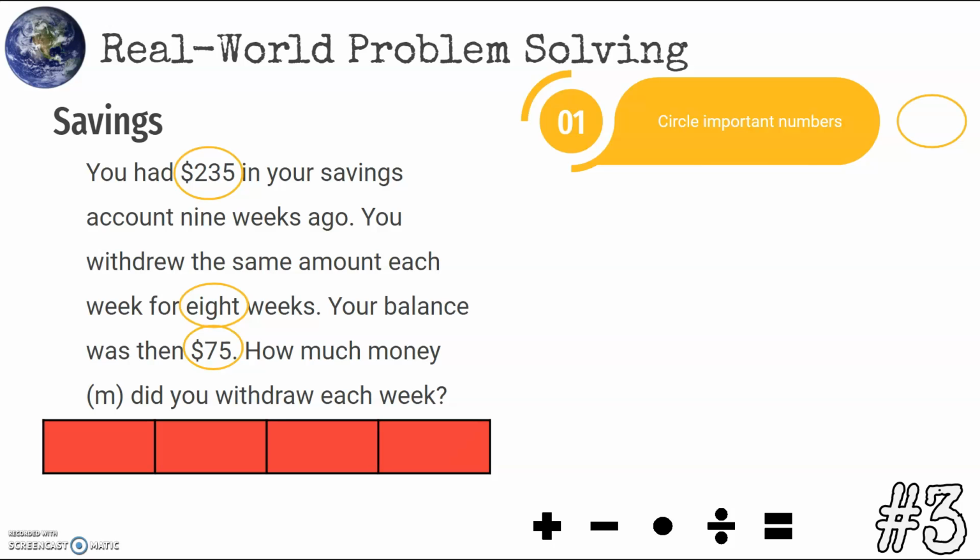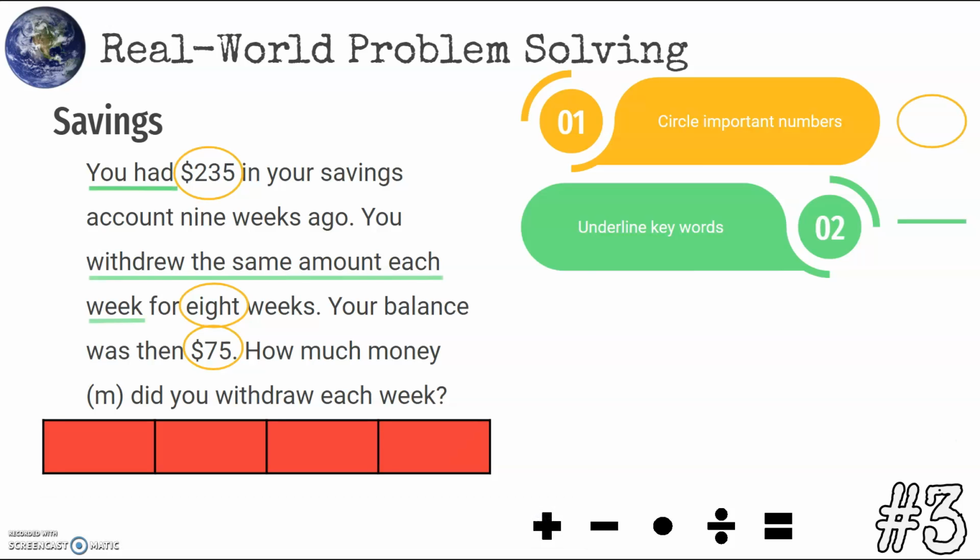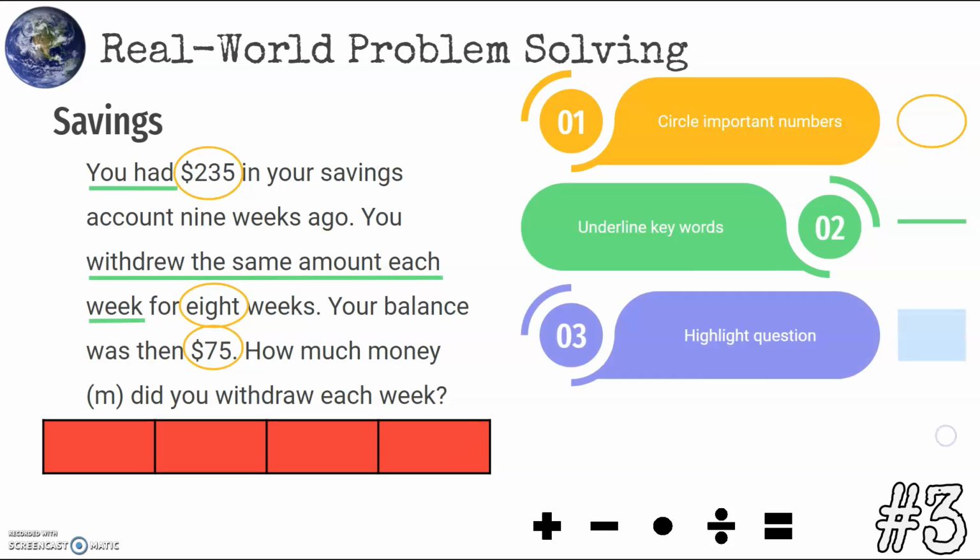That's where underlining helps. If you circled the 9, when you underline the keywords, it also helps you understand which numbers you're going to use. So you had 235. Then you withdrew the same amount each week for 8 weeks. Your balance is 75. Whoops, I didn't put that down, so you would underline that as well. We're then going to highlight our question: how much money did you withdraw each week for those 8 weeks?